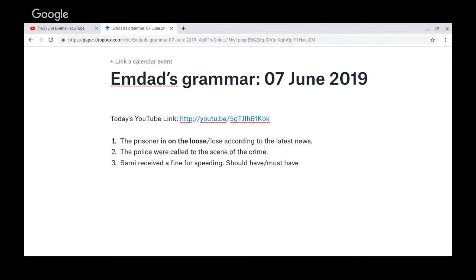Sami, why did he receive a fine for speeding? He must have driven very fast, or faster than the speed limit. Or he must have been over speeding. He should have driven slowly. He should have driven under the speed limit.